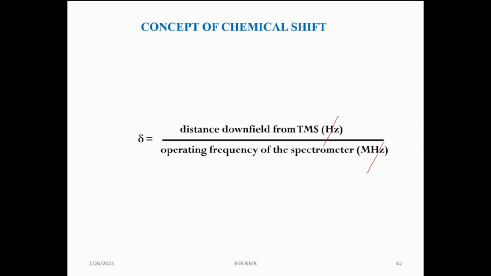Since hertz and hertz cancel, you have mega, that is 10 power 6, in the denominator. In the numerator, I have 10 power minus 6. So this 10 power minus 6 is taken as parts per million. So delta is given in the unit parts per million. It is a ratio of two things where there is no variable, no hertz, no frequency. It is just a parameter value which is independent of any variable. That is why delta remains constant in whatever instrument you record NMR.